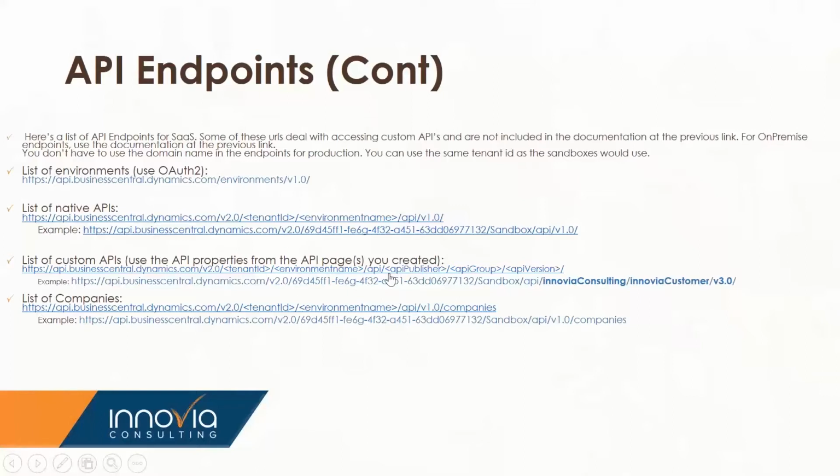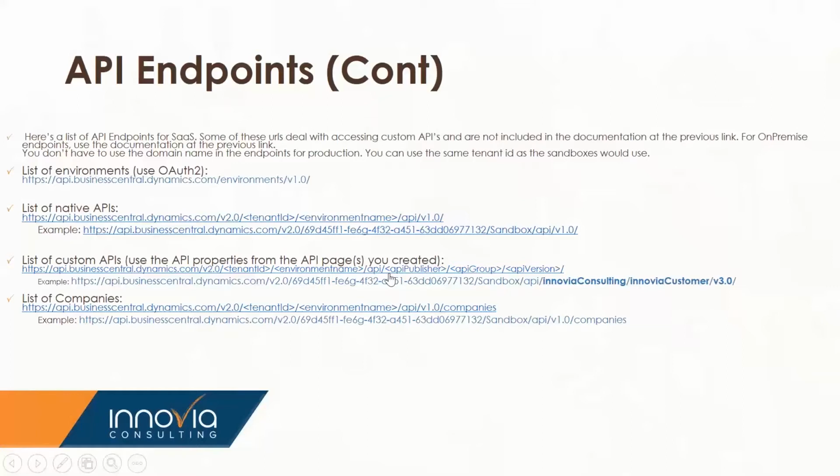All right, the next URL is a list of native APIs. So that's how you can get the Microsoft standard APIs. And of course, the tenant ID is in there. It's not a real tenant ID. It comes after the version 2.0. Then there's tenant ID. Then there's the sandbox, which is the environment name, API version 1.0. Depending on what version of Business Central, that version number will come into play.